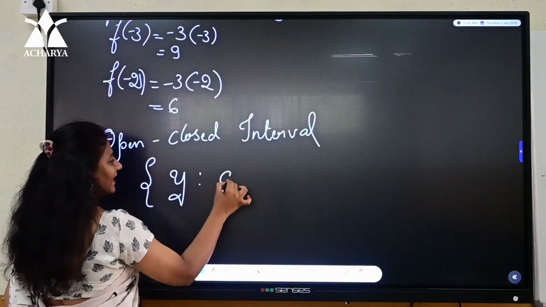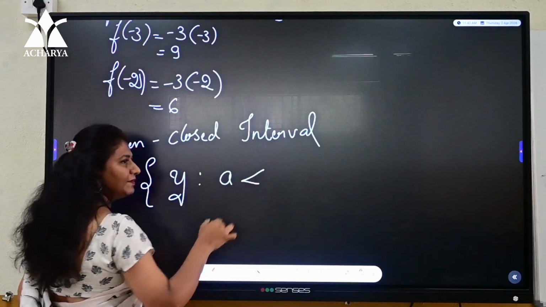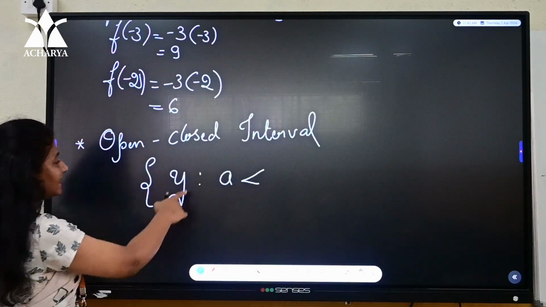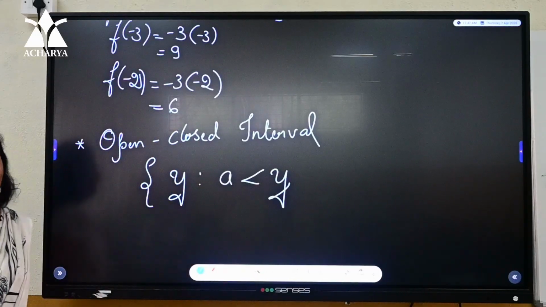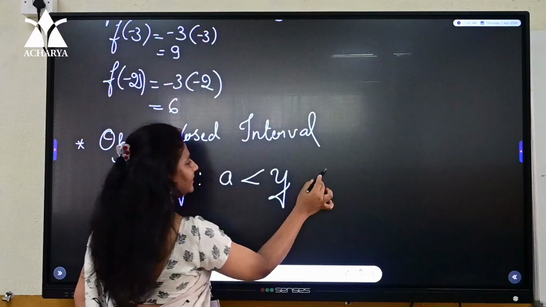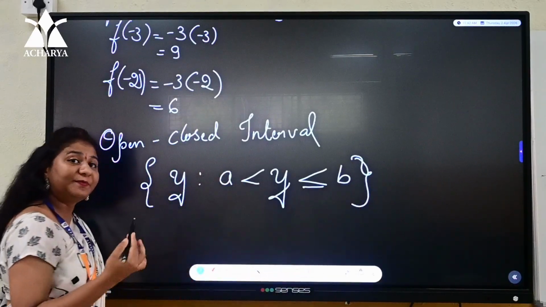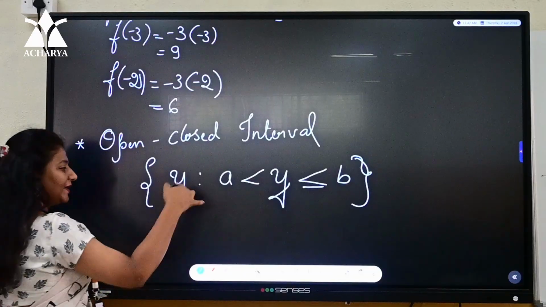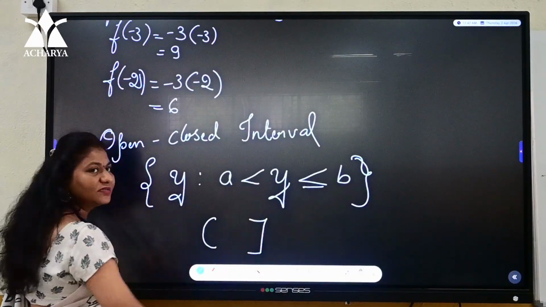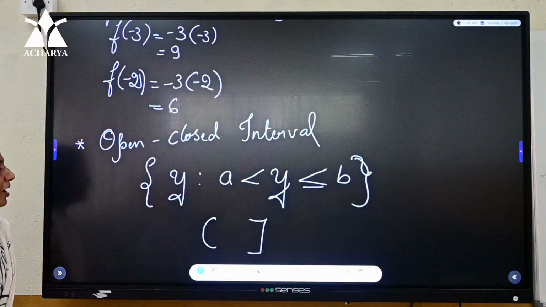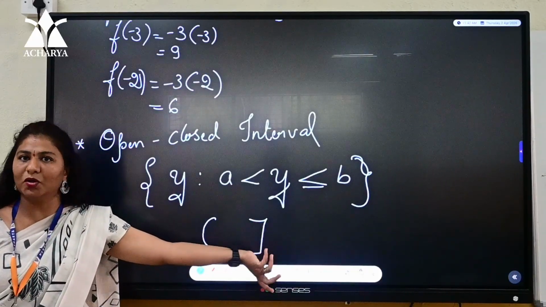y such that a is... What is the condition? Open. So what is the sign you have to remember? Less than. So where is this y function residing? It is residing between the a and b values, where b is the closed value. a comma b. So how is it represented in brackets? Open means a round bracket and then closed. So what happens in the number line? One side is open, another side is closed.